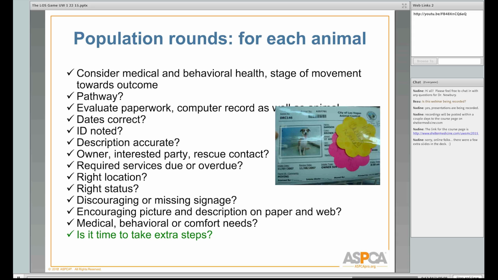And one of my favorite things that I've ever heard from Rich Avanzino from Maddie's Fund, when he used to be the director at the San Francisco SPCA, is that when an animal had been in the shelter for 2 weeks, he would call a staff emergency and say, what do we need to do to get this animal out of the shelter? And I love that. What I really think is it should happen even before 2 weeks.